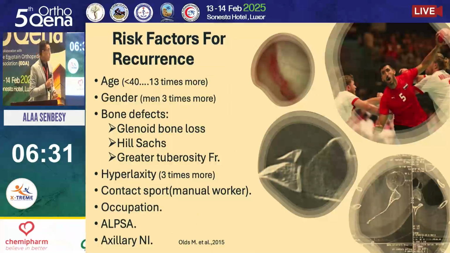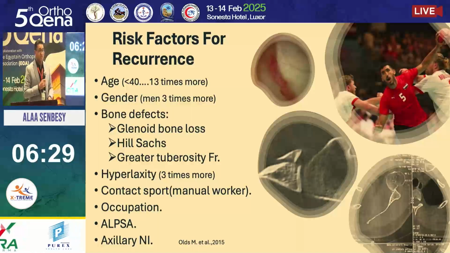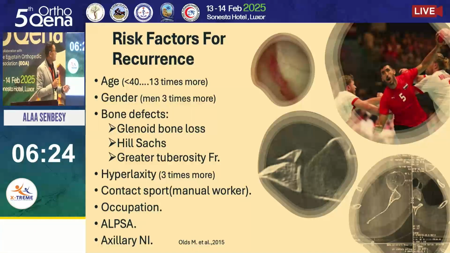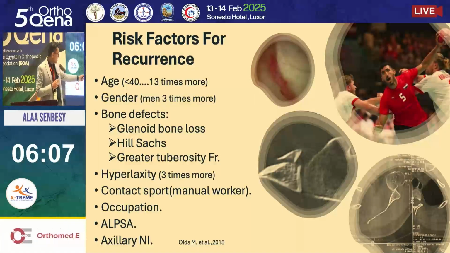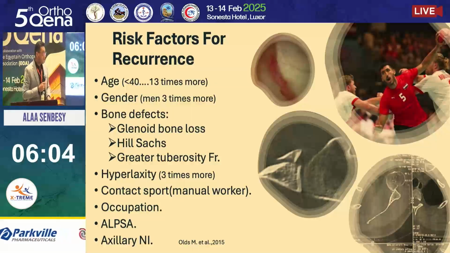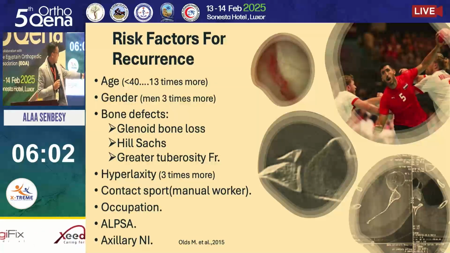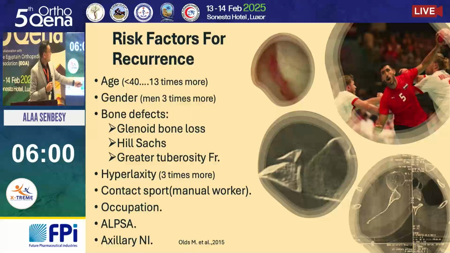We have risk factors for recurrence. Patients with age less than 40 years are 13 times more liable for recurrence. Males are 3 times more liable for recurrence than females. Glenoid bone loss, Hill-Sachs lesion, and greater tuberosity fracture are risk factors. Hyperlax patients are 3 times more liable for recurrence. Contact sport occupation, anterior labrum periosteal sleeve avulsion, and axillary nerve injury are also risk factors, as stated by Olds in 2015, as we see here.